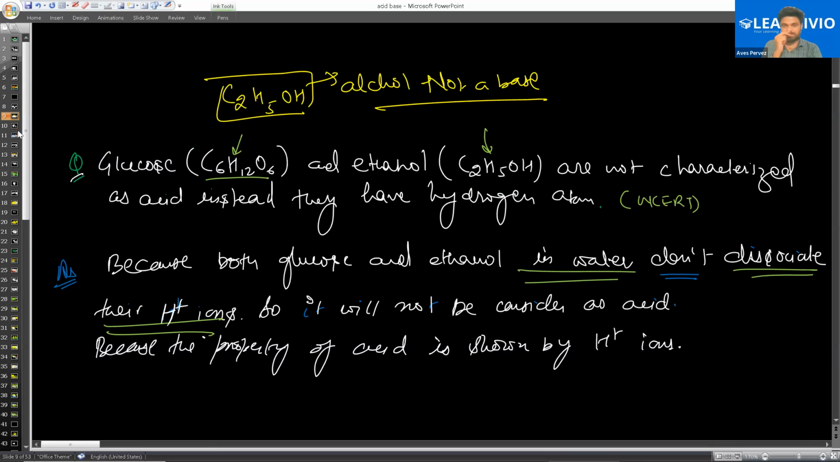Now in your examination, the question may come that glucose and ethanol are not characterized as acids, even though they have hydrogen. Why do glucose and ethanol, C2H5OH, both have OH or hydrogen atoms, but are not characterized as acids?